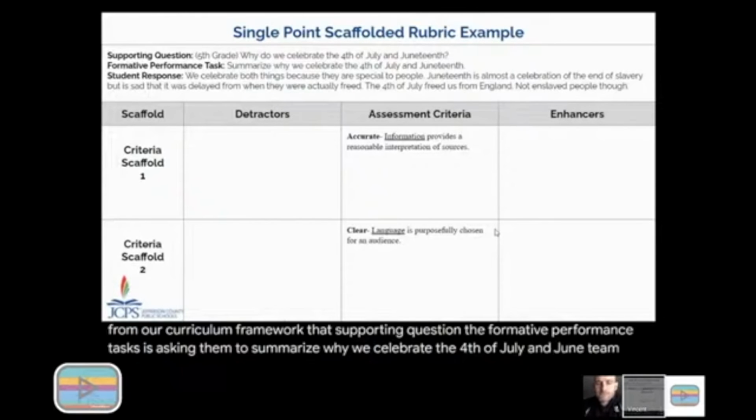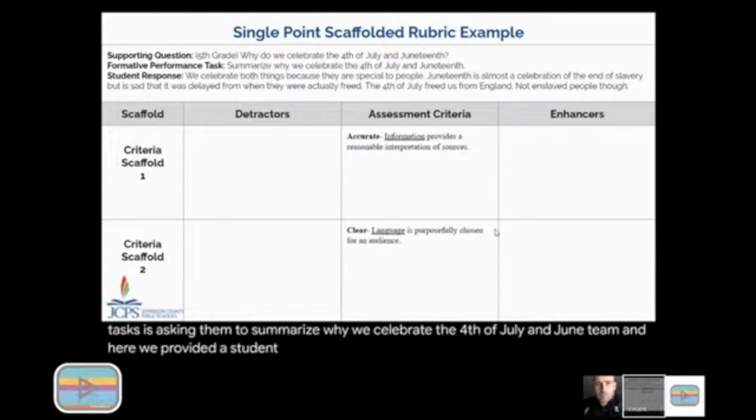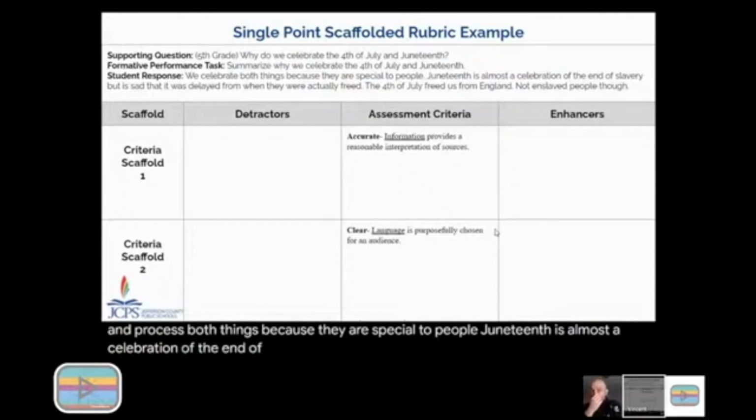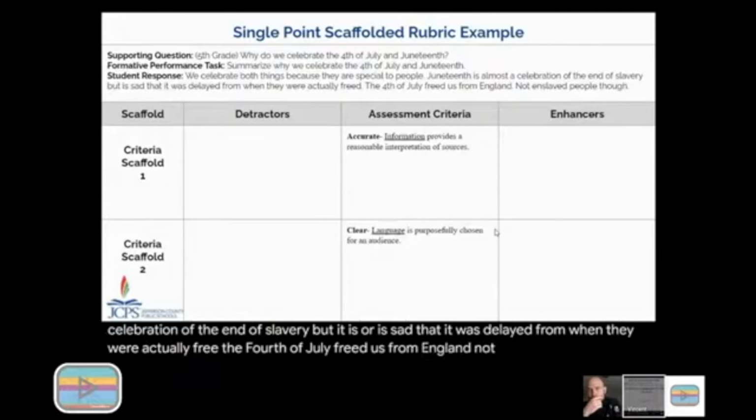Also, we celebrate both things because they are special to people. Juneteenth is almost a celebration of the end of slavery, but it is sad that it was delayed from when they were actually free. The 4th of July freed us from England, not enslaved people though.